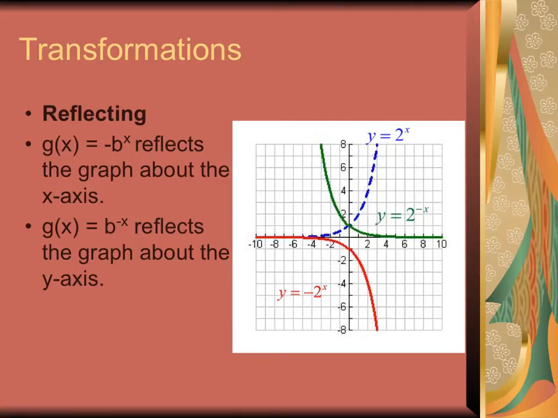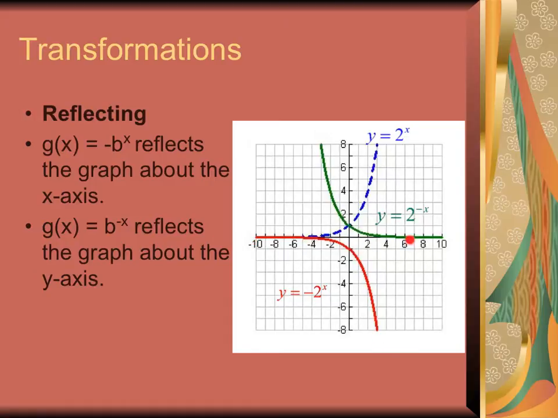So the next set of transformations we're going to talk about is reflecting, and then we'll get into some stretching as well, because I know you guys want to, cap it all off. All right, so reflecting. If we have a negative out in front, so here's our parent function right here once again, we're looking at the red graph here. It's reflected about the x-axis, which is a vertical reflection. It's moving from up here to down here.